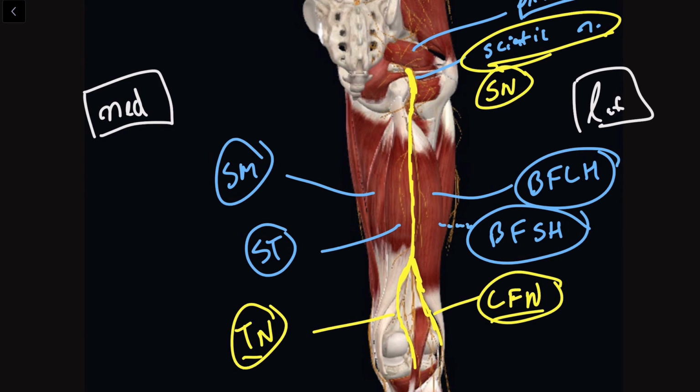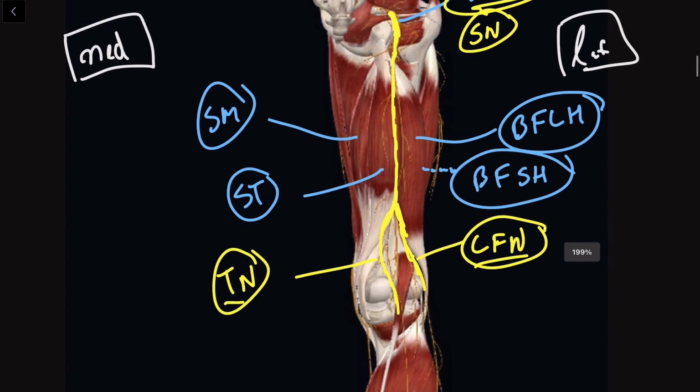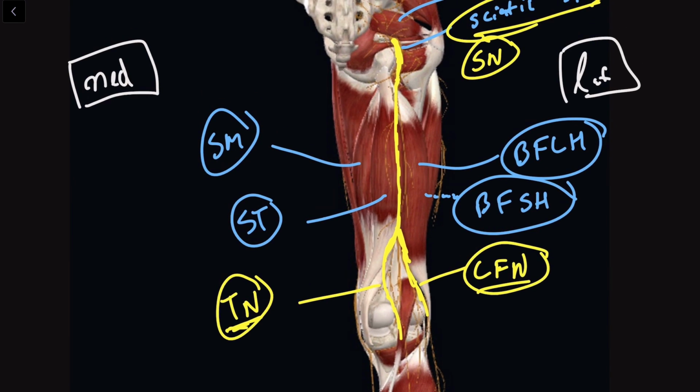So we've got your sciatic nerve right here, cutting underneath that piriformis, and the tibial division of the sciatic nerve is going to be responsible for innervating the semimembranosus, semitendinosus, biceps femoris long head. And then the interesting curveball here is that the common fibular nerve actually innervates the short head of the biceps femoris.